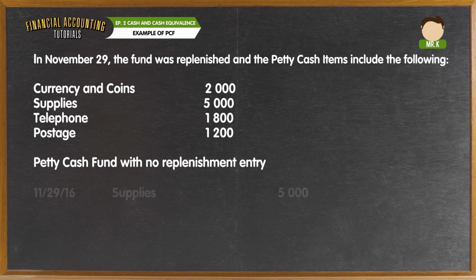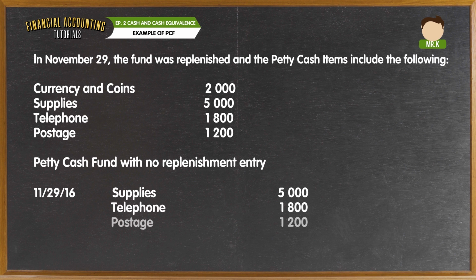That is, we need to debit supplies 5,000, debit telephone 1,800, debit postage 1,200, and to credit petty cash fund 8,000. Since there is no replenishment made, then we credit petty cash fund so that the cash content will be equal to the cash content of petty cash fund.